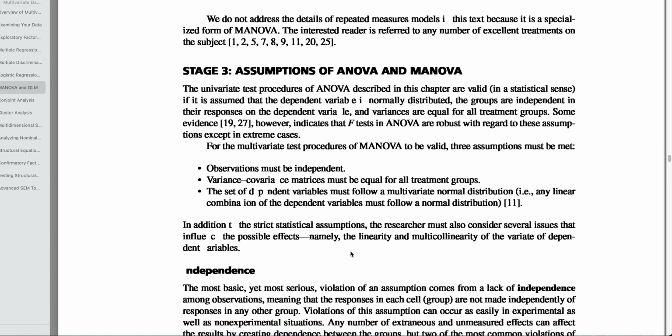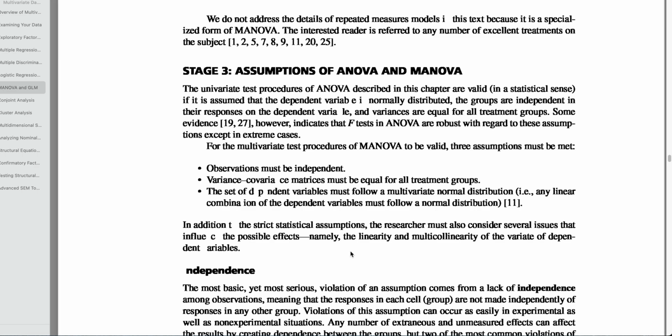Let's talk about stage 3, that is the assumptions of ANOVA and MANOVA. The univariate test procedures of ANOVA described in this chapter are valid in a statistical sense if it is assumed that the dependent variable is normally distributed, the groups are independent in their responses on the dependent variable, and variances are equal for all treatment groups. Some evidence, however, indicates that the F test in ANOVA is robust with regard to these assumptions, except in extreme cases.